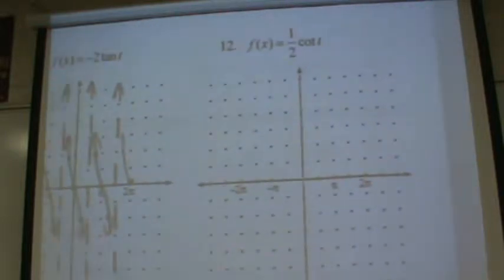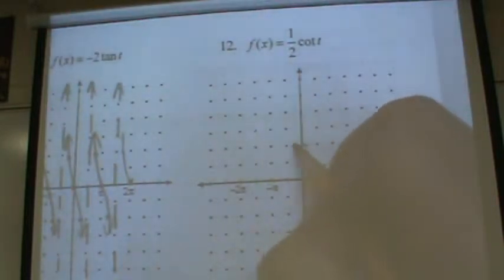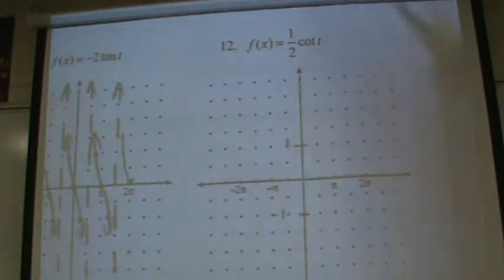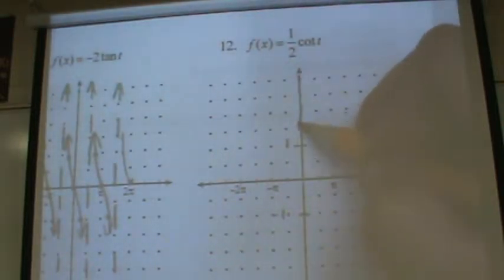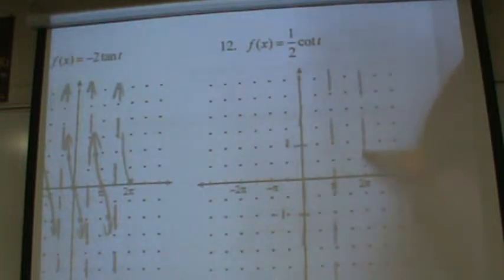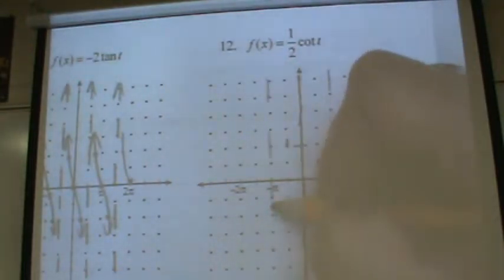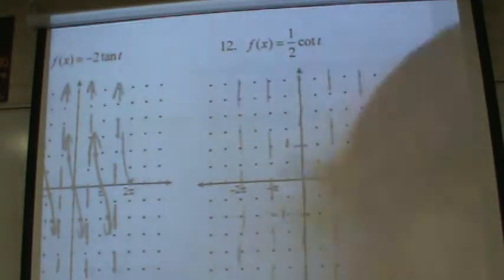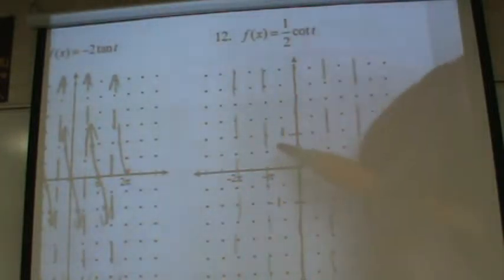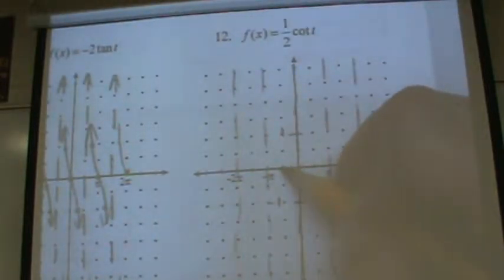Okay, I would change my scale. I would make this 1 and make this -1. Where are your asymptotes? 0, pi, 2 pi, negative pi, negative 2 pi. And this is going to be a 1/2, but it looks like a negative. So these are -1, these are 1/2s right here.